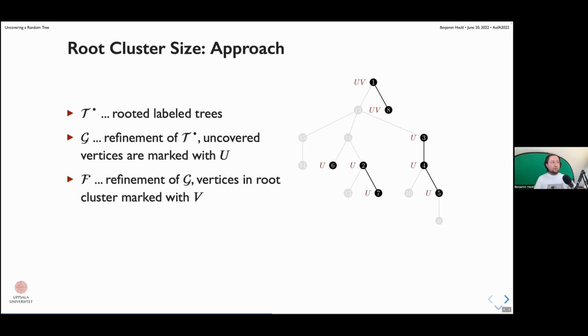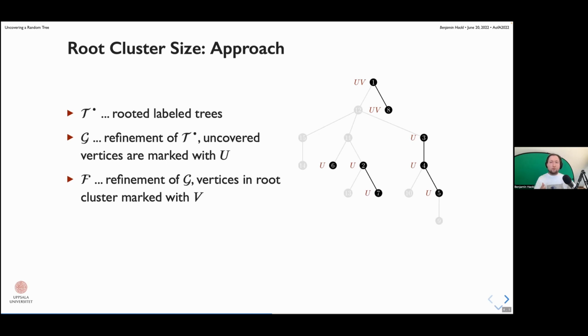We have a class G, which is a refinement of the trees, where uncovered vertices are marked with a variable u. And then we have a second refinement of T, where the uncovered vertices in the root cluster are additionally marked with v. So basically, we have a combinatorial class, all rooted labeled trees, and the vertices that are uncovered are marked with u, and the vertices that are in the root cluster and uncovered are additionally marked with v. All right.